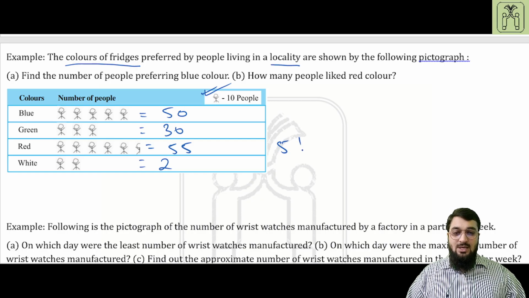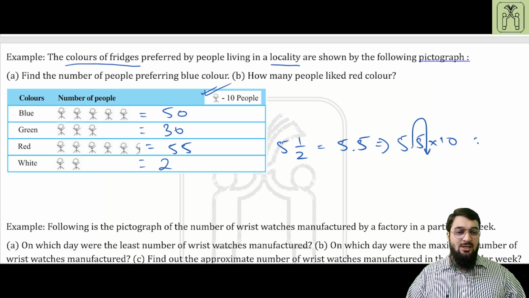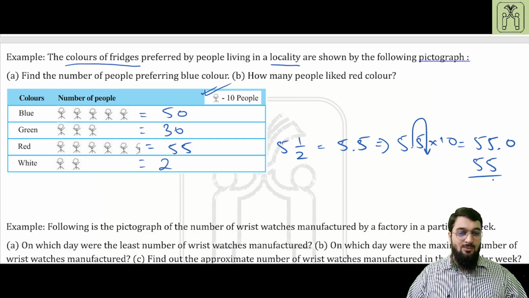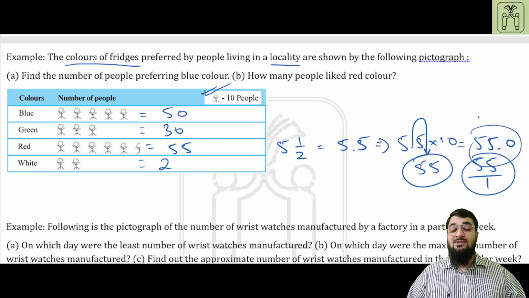Because 1 upon 2, or you can write 5.5, or you can write it as an improper fraction or as a mixed fraction. Converted, 5.5 into 10, and since we are multiplying by 10, one jump to the right and this will become 55.0 as per the decimal, or 55 upon 1 as per the fraction, or 55 as per the integer. So these are the various methods of representing numbers which you have discussed previously. I just thought that I should make you revise them.